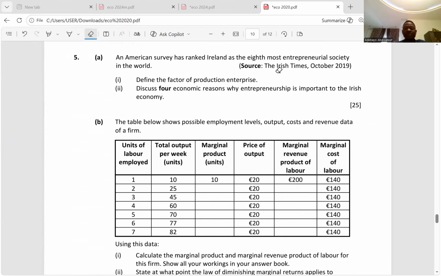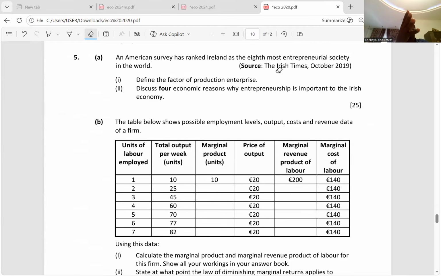I think that is clear. Now, question 5 Roman figure 2. Discuss 4 economic reasons why entrepreneurship is important to the Irish economy. So why is entrepreneurship important? Number 1, it increases employment opportunity, because when more firms come into the market, they have to employ workers to work in that company. Yes or no? That increases employment opportunity for Irish people. 2, it brings about improved standard of living.